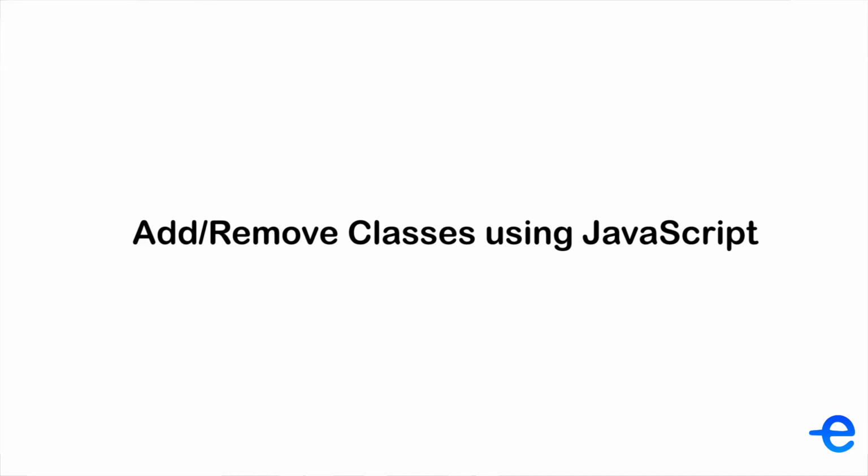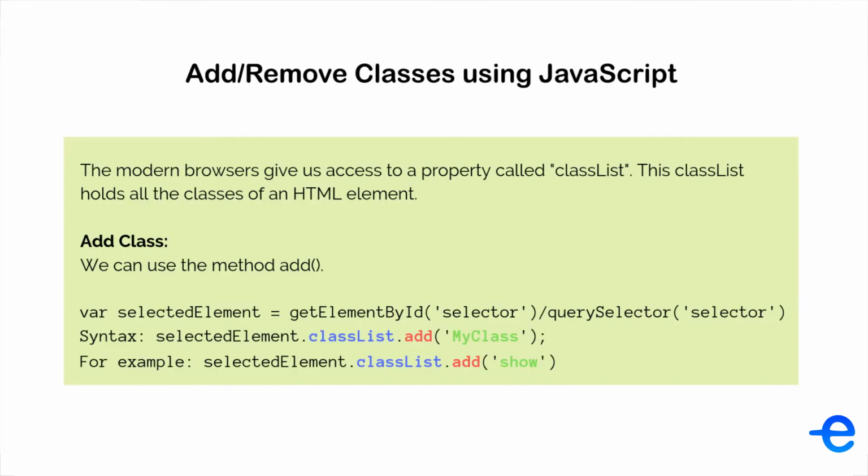In this video, we will learn how to add and remove classes from HTML elements. The modern browsers give us access to a property called classList. This classList holds all the classes of an HTML element, and to add a new class to this classList, we can use the method add. So the syntax is selectedElement.classList.add, and this add method accepts a class name. So let's give it a try.